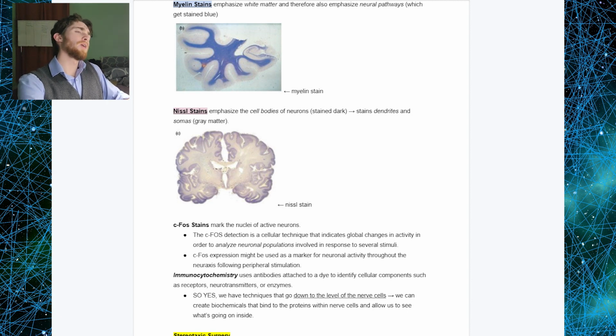Real quick before we move on, I want to talk about immunocytochemistry, because immunocytochemistry uses antibodies attached to a dye to identify cellular components, like a receptor, neurotransmitters, or enzymes. So, in short, the biggest takeaway from this is that we do have techniques to go down to the level of nerve cells. We can create biochemicals that bind to the proteins within nerve cells, and so this will allow us to see what is going on inside.